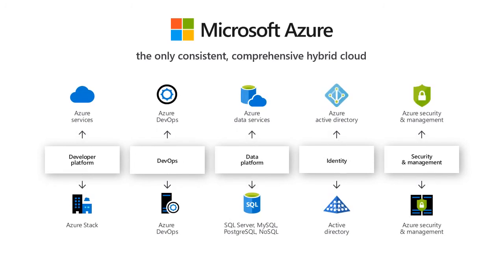So Microsoft Azure is the only consistent and comprehensive hybrid cloud. Well, when we say hybrid, it means that we're not just talking about connecting your data center to the cloud service provider and calling that hybrid. No, hybrid for us means that you have a common developer platform, a common DevOps platform, a common data platform, common identity, and a single pane of glass to do security and management, whether they're on-premise or on the cloud. It's consistency. It's consistency meaning consistent data services, whether it's on-premise or the cloud. It's not two different data services that you're trying to put together, but exactly the same one. The only difference is that one is running on the cloud and one is running on-prem.